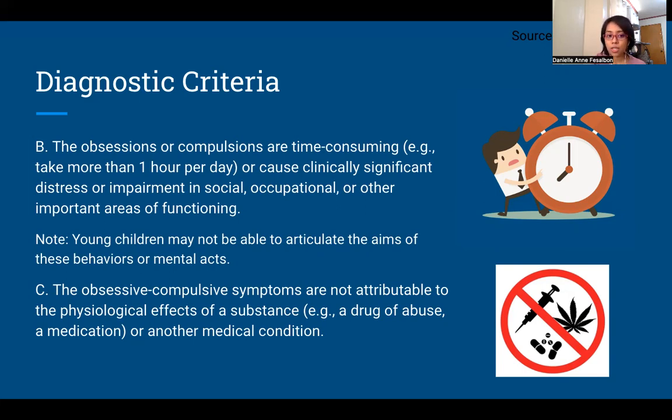Okay, so let's also take note that young children may not be able to articulate the aims of these behaviors or mental acts. And then another criterion is that the obsessive compulsive symptoms are not attributable to the physiological effects of a substance or another medical condition. So we have to rule out that their compulsions or obsessions are related to a substance that they're taking. So let's say maybe a person is taking some sort of drug, or they have drug abuse that's causing the obsessions and compulsions. So it should not be that.